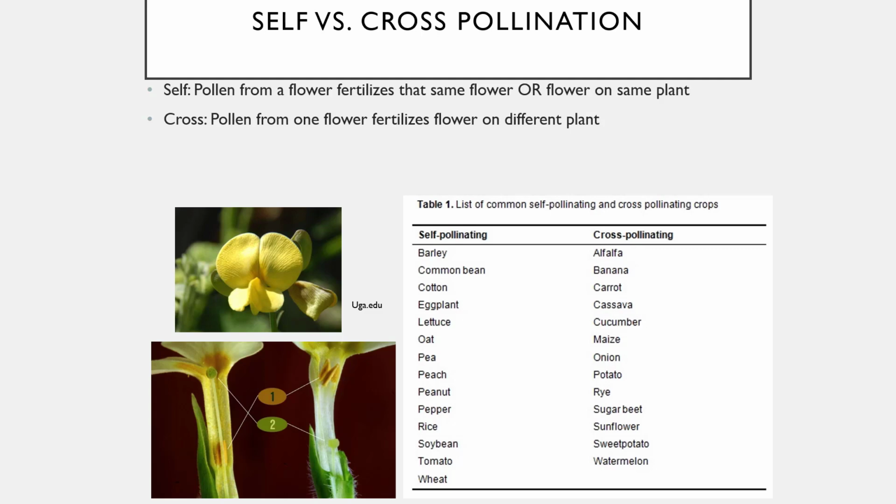Okay, so self-pollination versus cross-pollination. Self-pollination occurs when pollen from a flower fertilizes that same flower or a flower on the same plant. And then cross-pollination happens when one flower fertilizes a flower on another plant. Here's a list of some common self-pollinating and cross-pollinating crops. The thing that's really unusual here is peach, because peach is in the rose family, and many of our fruit trees have to be cross-pollinated. One of the reasons for cross-pollination is to keep the genes diverse, so there's less chance for mutations.